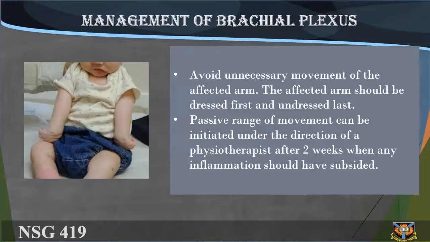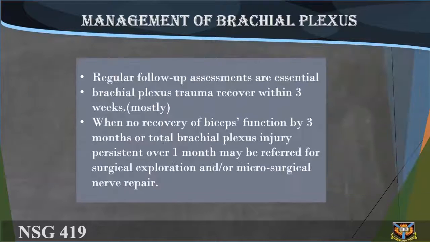Management of brachial plexus. Avoid unnecessary movement of the affected arm when holding or moving the baby to avoid arm dangling. Do not lift the baby by the arms or axilla. The affected arm should be dressed first and undressed last. Passive range of movement can be initiated under the direction of a physiotherapist after approximately 2 weeks, when any inflammation should have subsided. Regular functional follow-up assessments are essential to ascertain recovery.